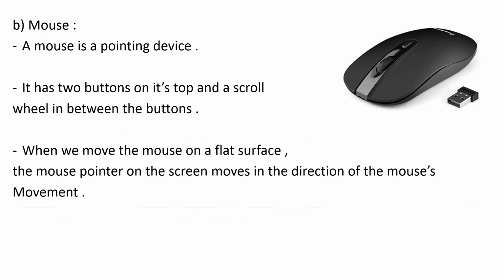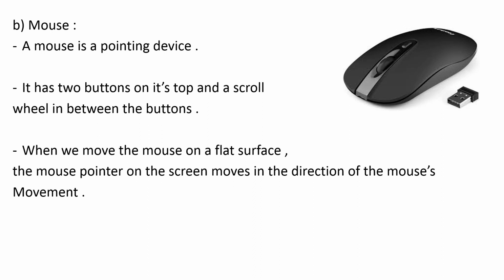Now moving on, the next input device that we are going to study is the mouse. A mouse is a pointing device. Pointing device means what? It has a cursor on the screen, and to whichever direction you will move your mouse, your cursor on the screen will move in that direction. A mouse is a pointing device.